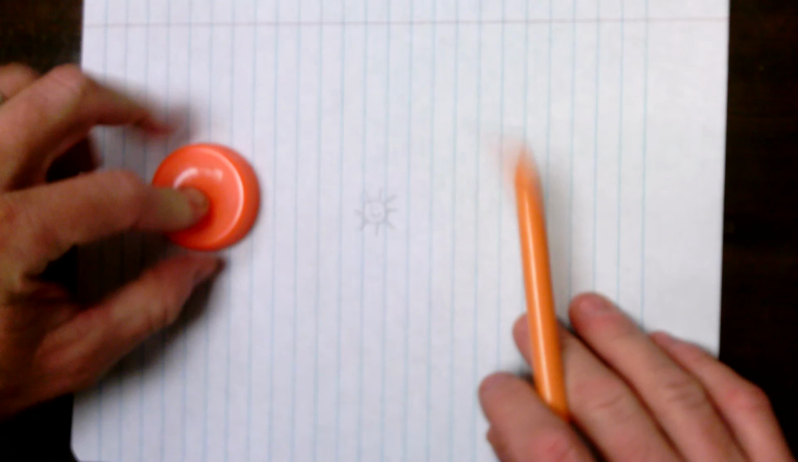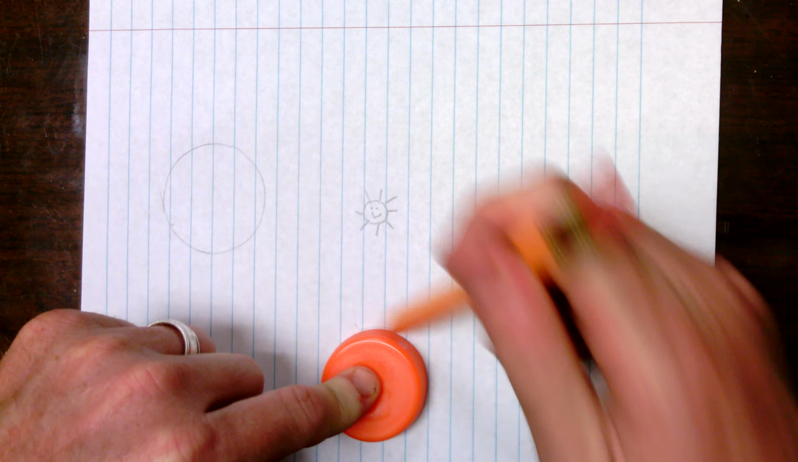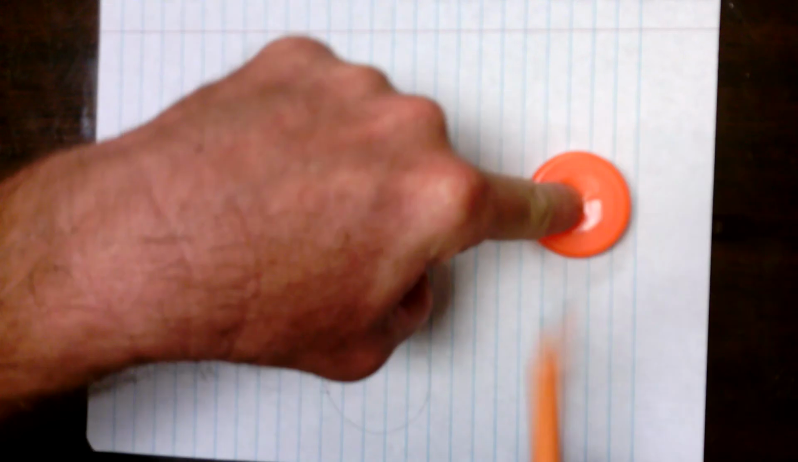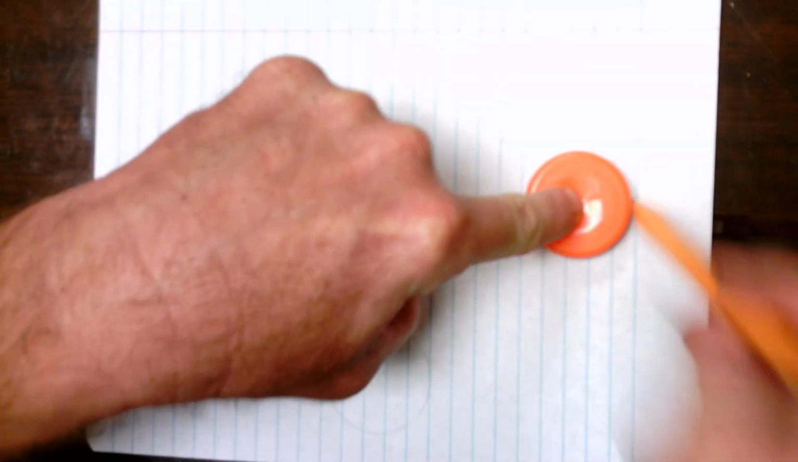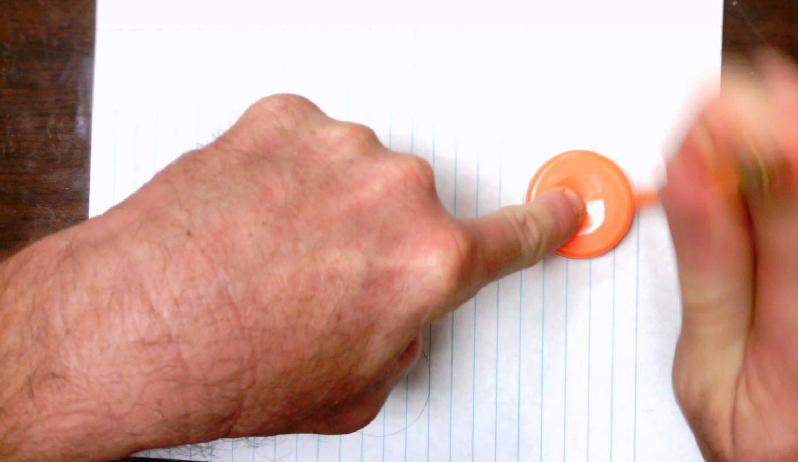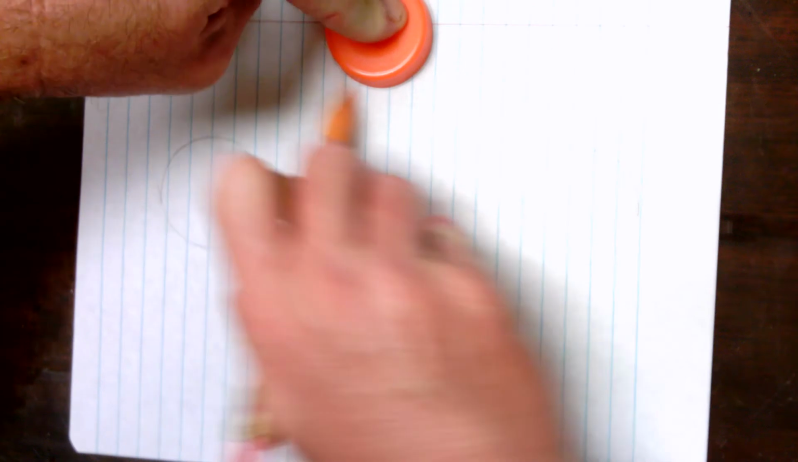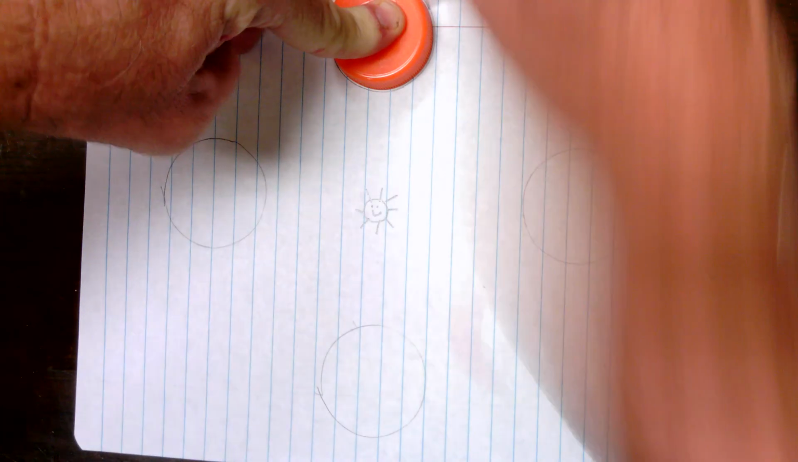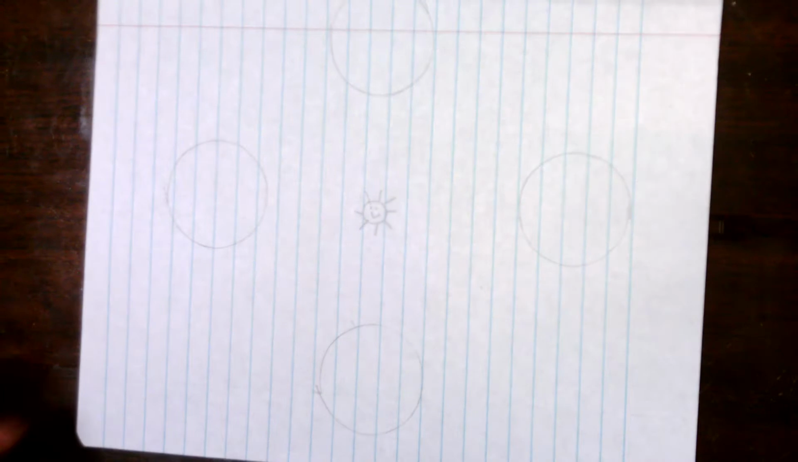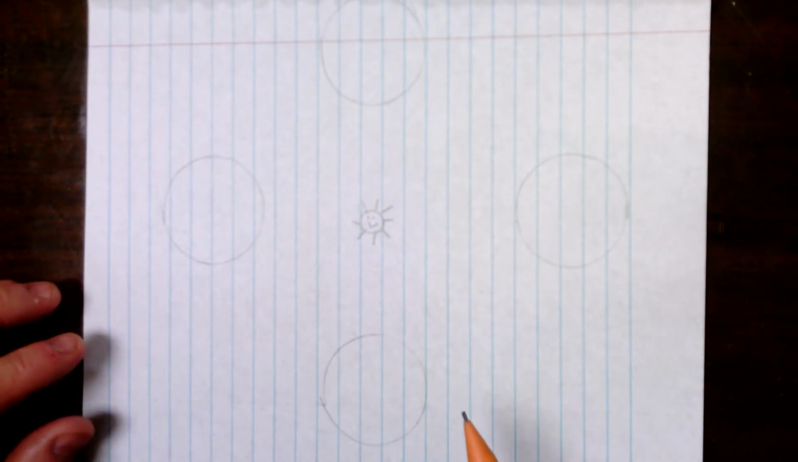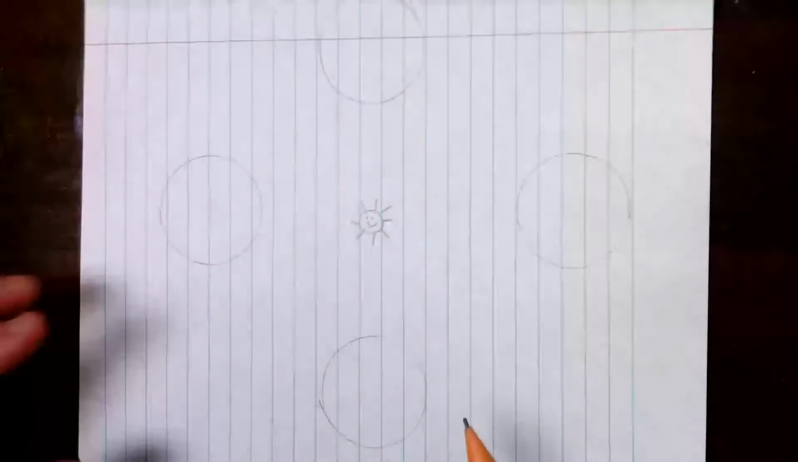We're going to have one here, one down here, I'm going to put one over here, and finally, one up here. So you can use any round object you want. Just make sure it'll fit on the page. So here's what we've got. We've got the Earth going around the sun, and we've got it at 4 different places.